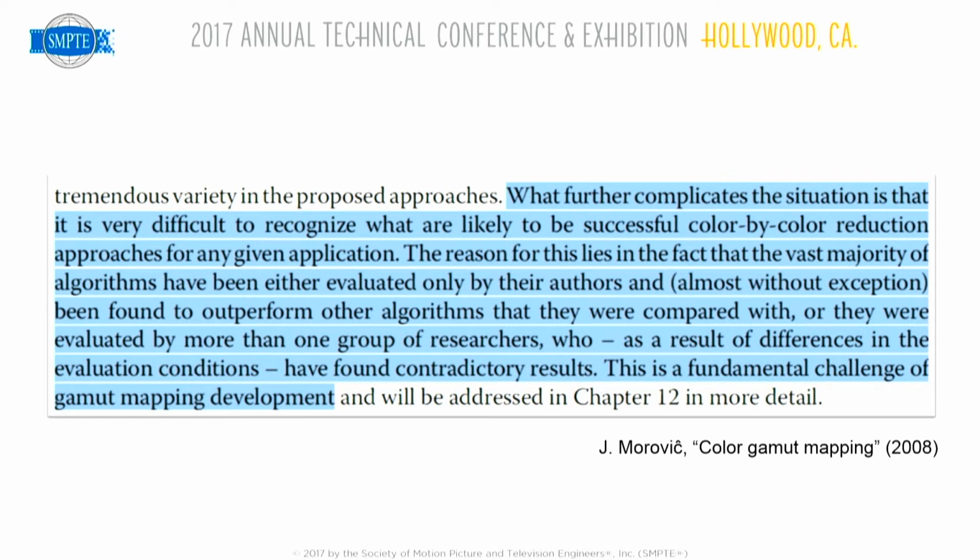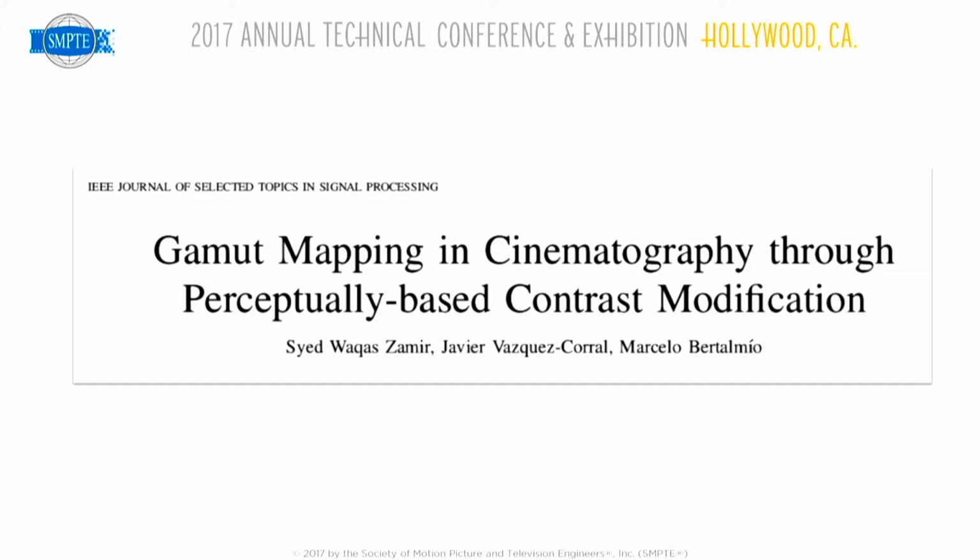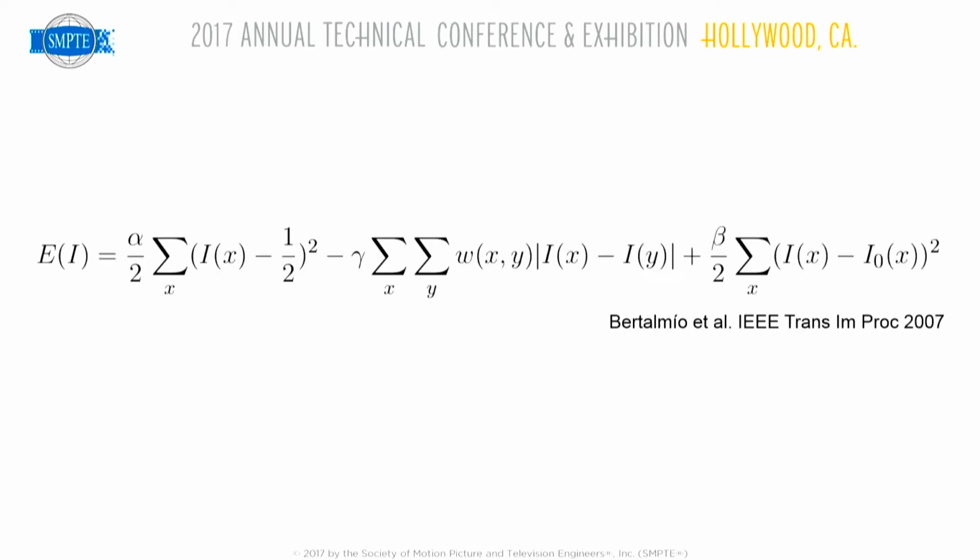So the work I'm going to present now starts from this earlier work that we did in 2014, also for gamut mapping, also for cinema, and so I'll briefly introduce that earlier work. That earlier work is based on this equation, which is from an even earlier work that we did 10 years ago. Okay, so what is this equation?